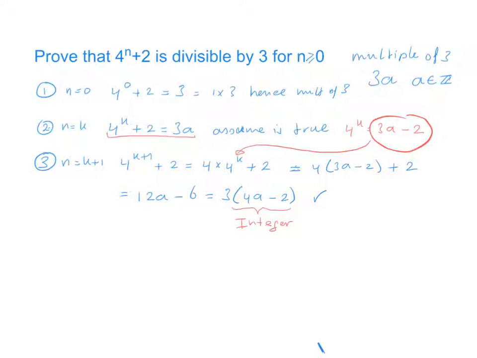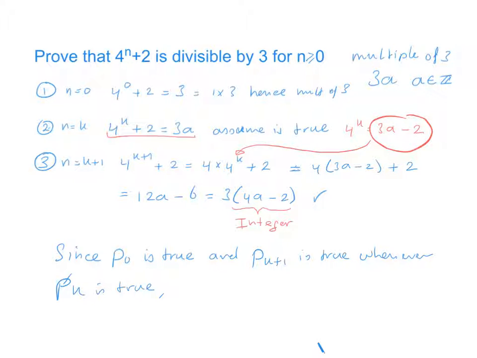So now we can say, as a final conclusion, since P0 is true, so the first step, n is 0, and P(k+1) is true whenever P(k) is true, that means that P(n) is true for all n bigger or equal to 0, because we started at 0. So there you have mathematical induction.